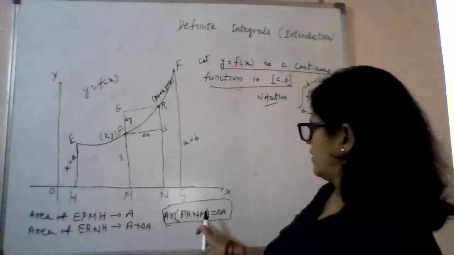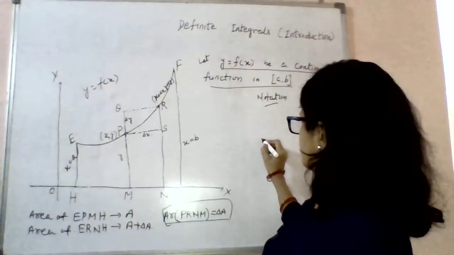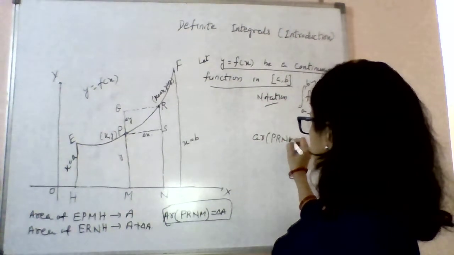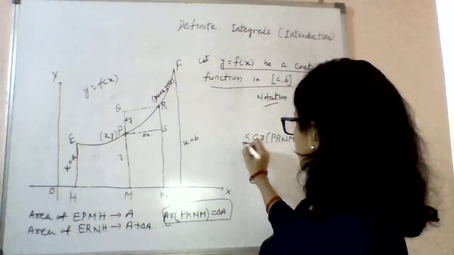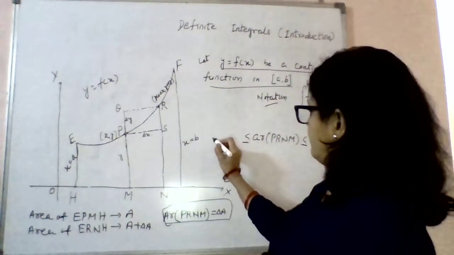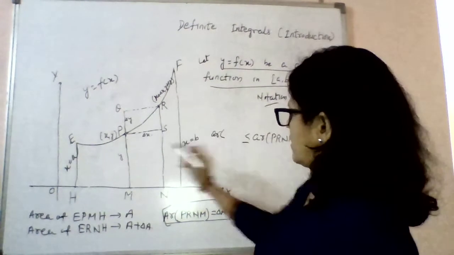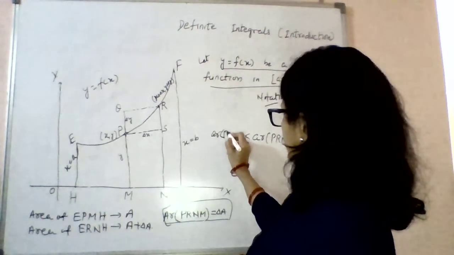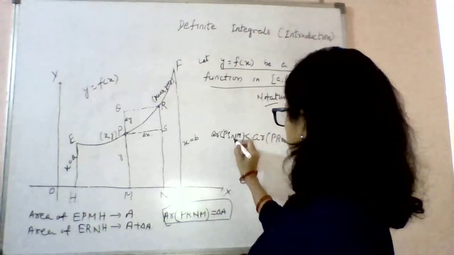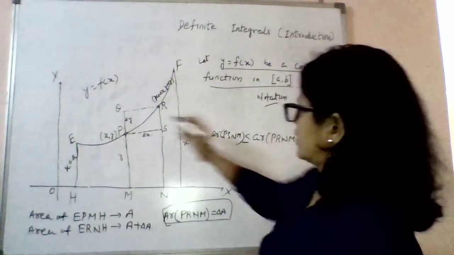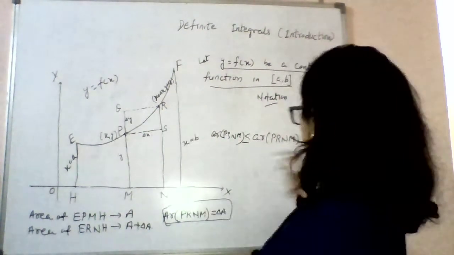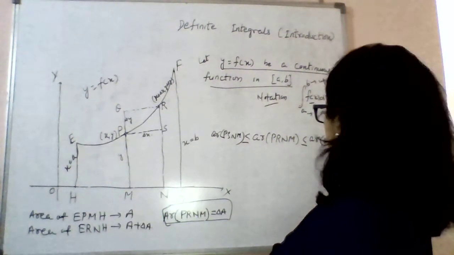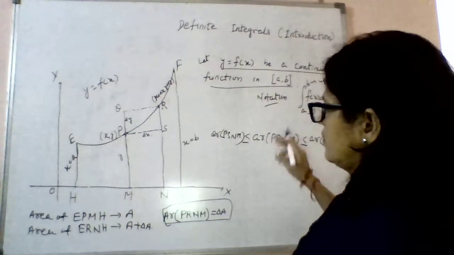Okay, now let's focus on the area of PRNM. So from the diagram you can say the area of PRNM lies between what? The area of this rectangle PSNM and the area of the rectangle QRNM.